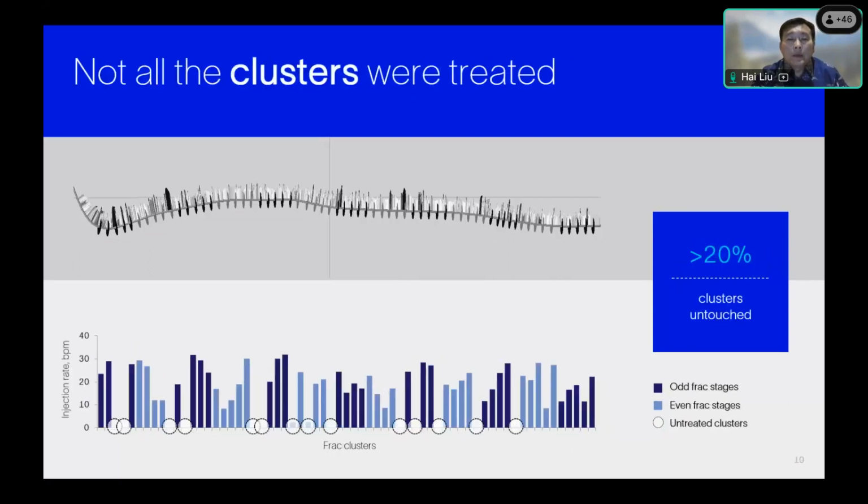This leads directly to what we observe in the field. More than 20% of clusters in this example often receive ineffective treatment. This explains the uneven production contribution, inefficient proppant placement, and declining stimulation efficiency as well. But importantly, this also represents a huge opportunity. If we can improve the cluster efficiency and ensure more uniform treatment distribution, production performance could improve significantly without necessarily pumping more sand and more fluids. But to improve the cluster efficiency, we first need visibility into what is actually happening during stimulation. This is exactly where surveillance technologies become critical.